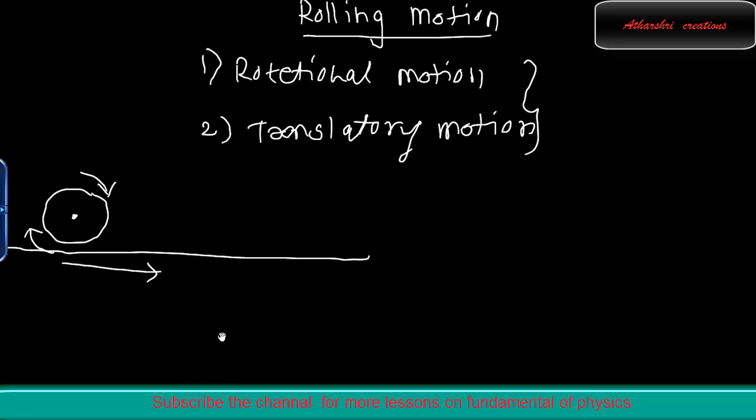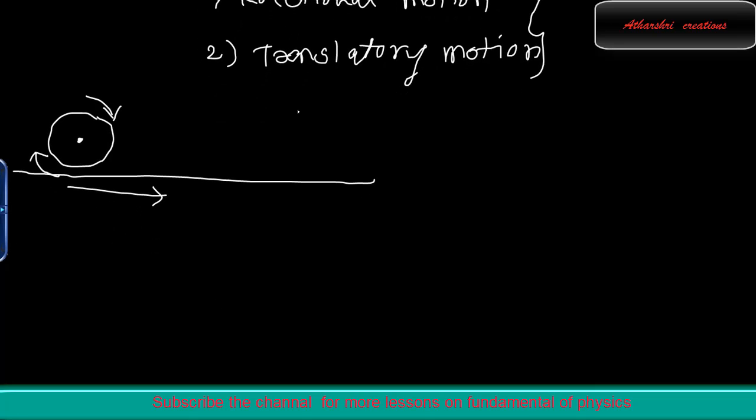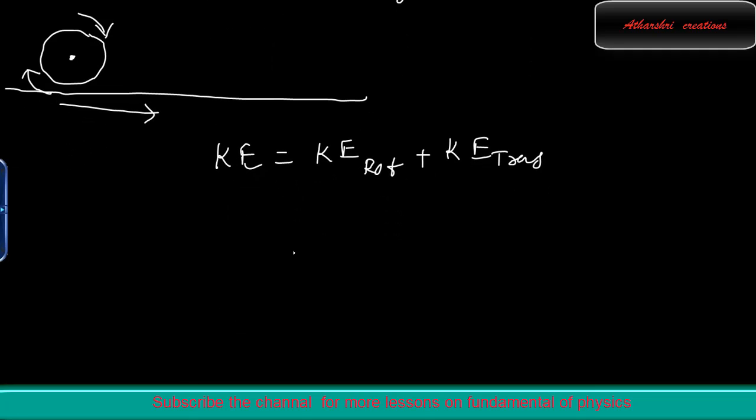Now see again, in rolling motion, as the body performs two types of motion, one is the rotational motion and second is the translatory motion. Its total kinetic energy is contributed by the kinetic energy in rotational motion plus the kinetic energy in translatory motion. Now if we substitute the values, we will get the final equation for kinetic energy of the body. For this, let us consider an object of moment of inertia I.